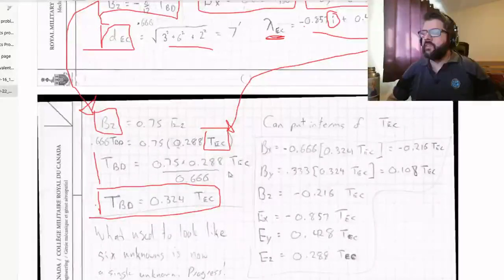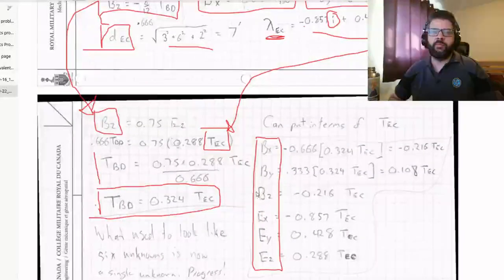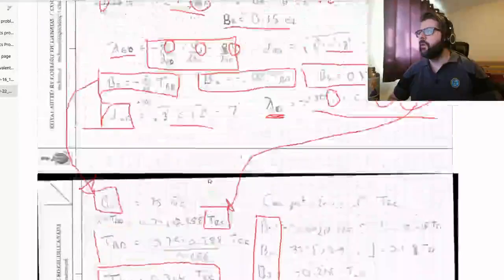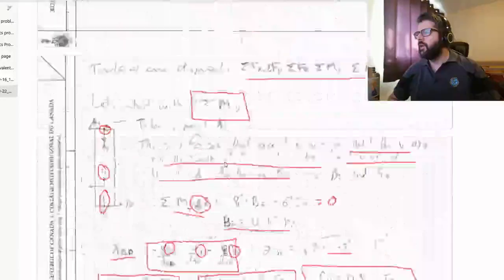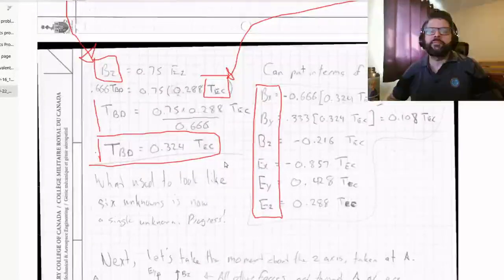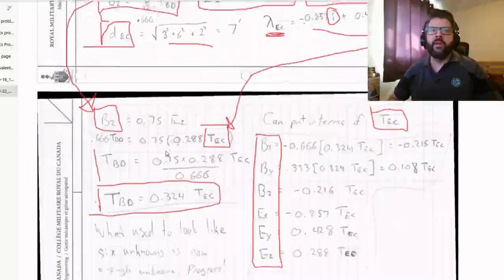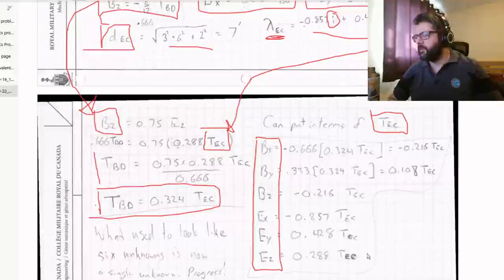That means that we can take those 6 rectangular components on these diagrams, and we can put them all in terms of a single variable. So we can solve all of those in terms of either TEC or TBD. I chose TEC, but it's relatively simple enough. So just plug and chug.